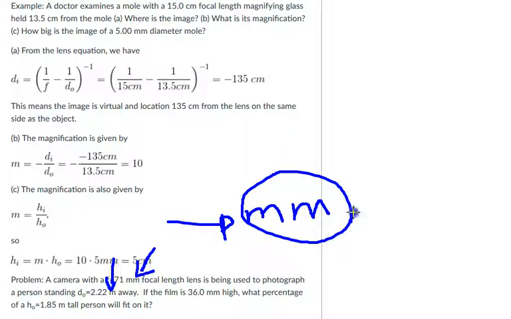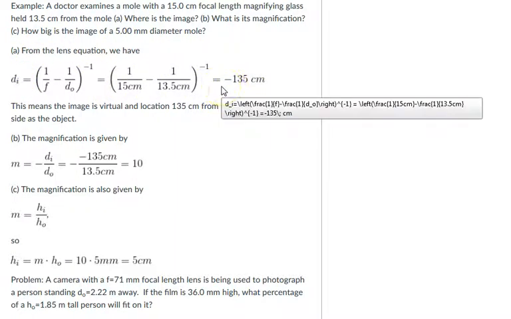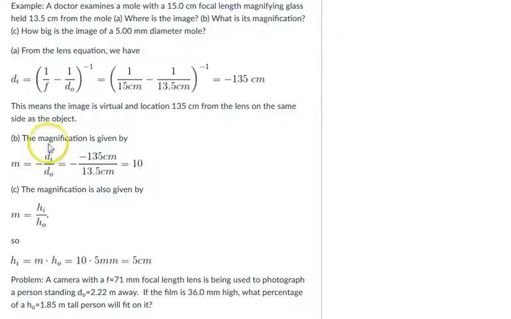Millimeters in this instance might not be a bad unit to convert to, because we're also talking about film, which is only 36 millimeters high, a standard 36 millimeter film. So you've got the focal length in millimeters, and the distance to the object. We're going to convert that over to millimeters, so it's 2,220 millimeters away. That's going to give us the distance to the image in millimeters.